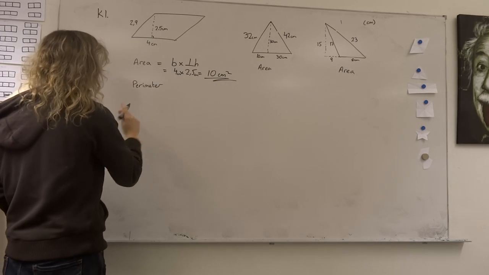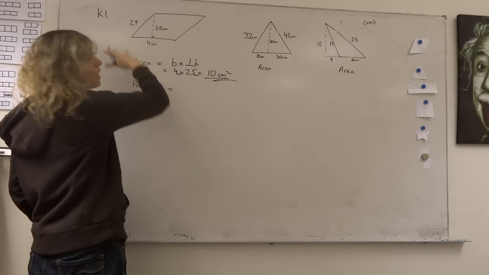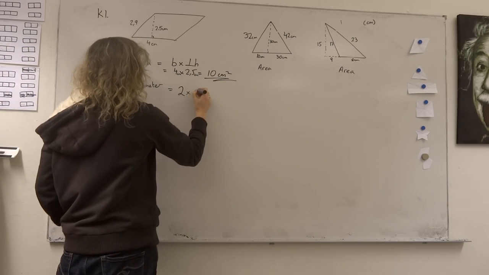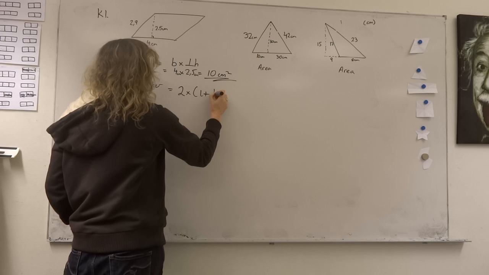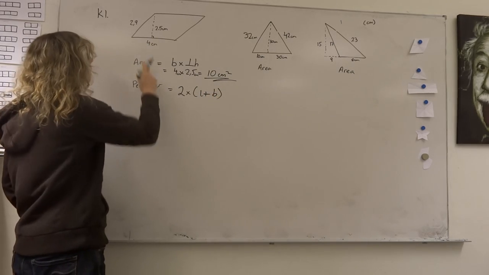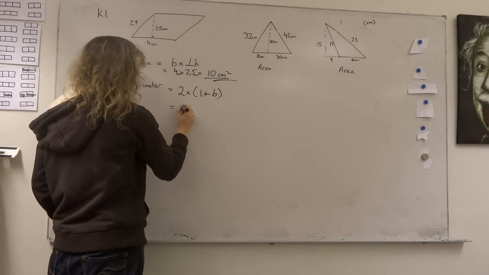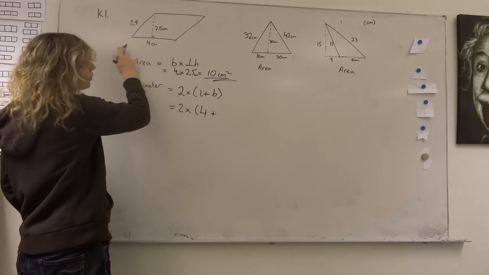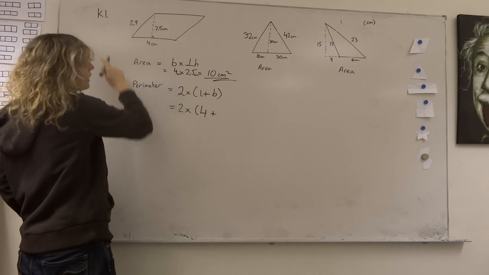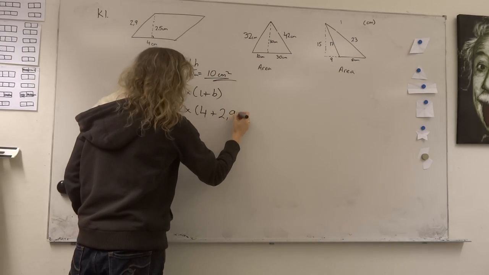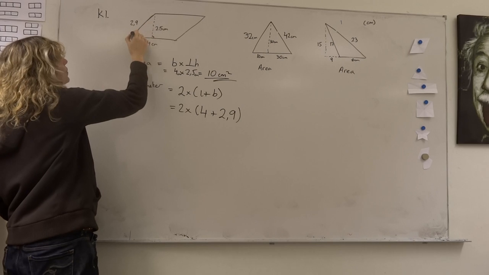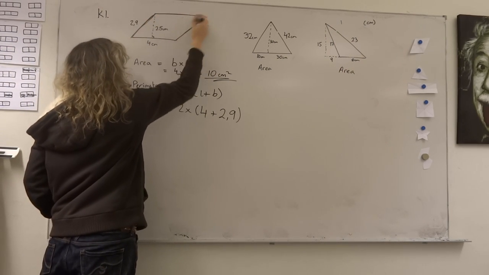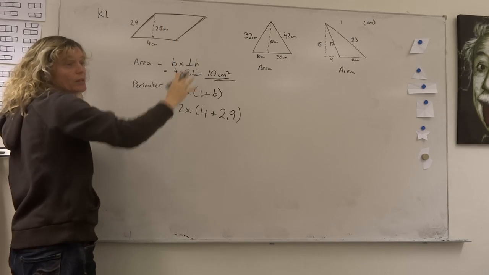Then it says the perimeter. Well, we know that the perimeter of a parallelogram or any 4-sided figure is 2 times the length plus the breadth. The length is 4 centimeters plus, or the breadth here is 4 centimeters. The length is 2.9. So it's these ones that we use to calculate the perimeter. The perimeter is what's on the outside, and the area was what's in the middle.